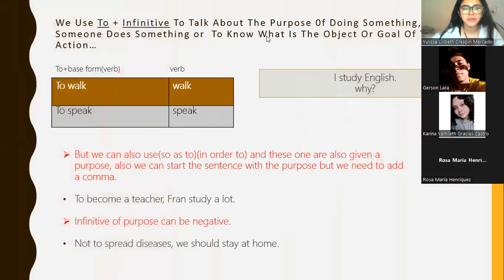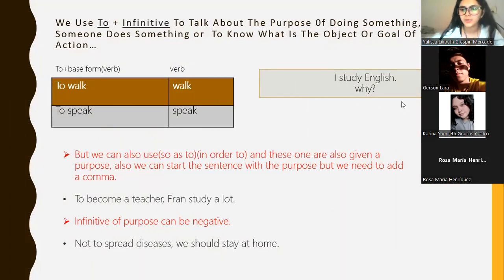Well, infinitive of purpose, we use to talk about the purpose of doing something, why someone does something, or to know what is the object or goal of that action. As you can see here, we have an example of infinitive of purpose. This one is the infinitive of purpose. We use the to plus the verb in the base form, and this one is just the verb.